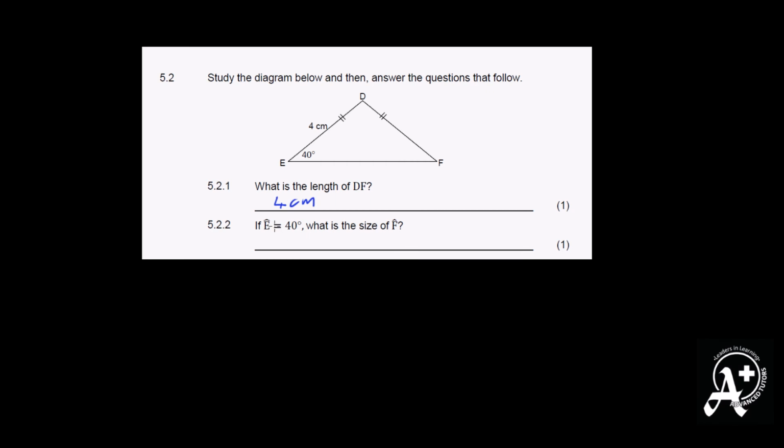And then if angle E, this one here, is 40 degrees like they've shown us in the figure, what is the size of F, this angle here? Now, since we know that EF is just a straight line between the two of them, and we know that ED is the same in length as DF, we know that angle F will have to be 40 degrees as well.